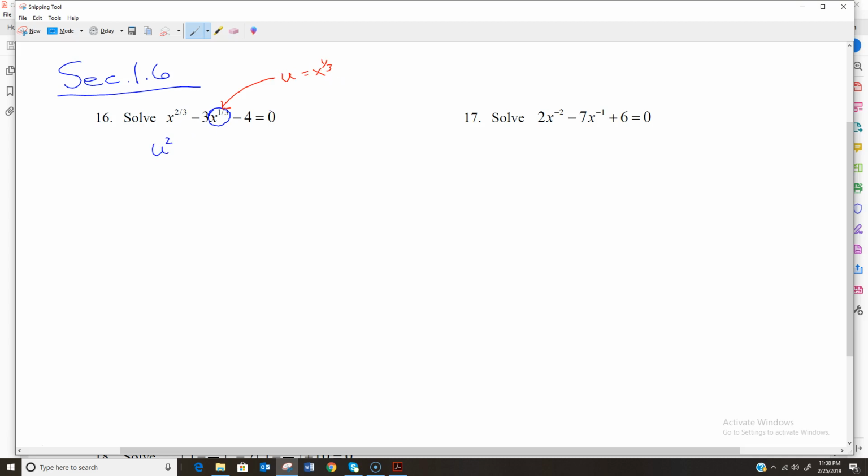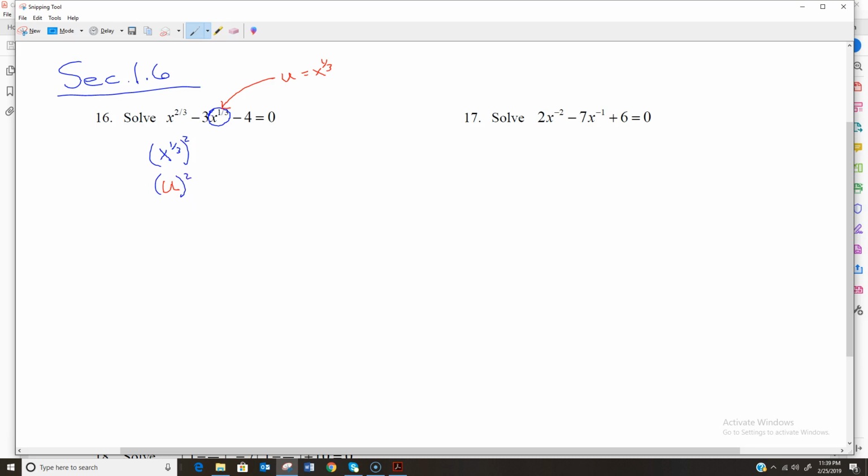For instance, here, let me do it a different way. If I put in x to the 1/3 squared, x to the 1/3 squared would be x to the 2/3. But we defined x to the 1/3 to be u. So I'm going to take that and put a u in there, and then it'll be u squared.